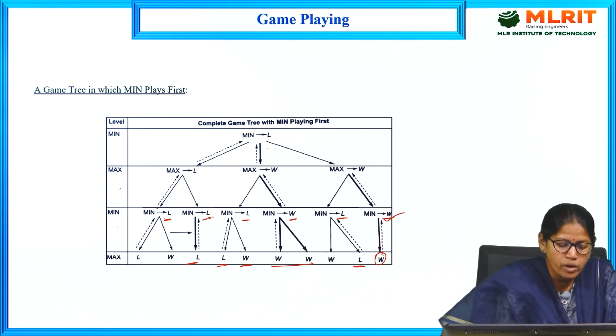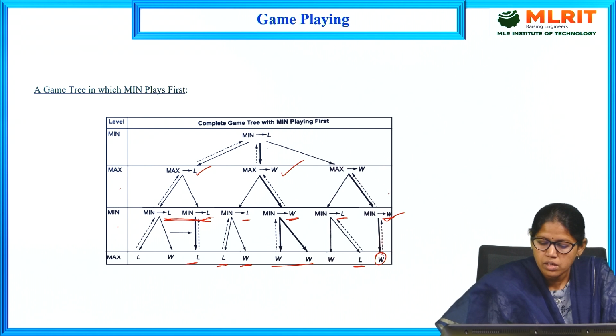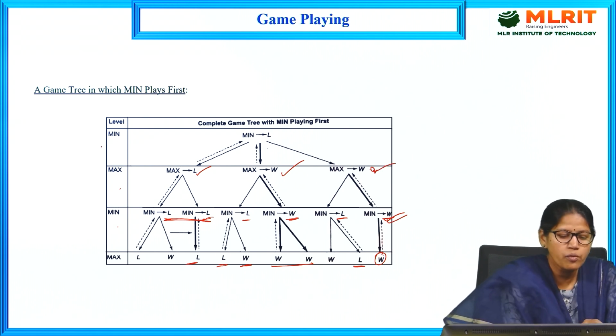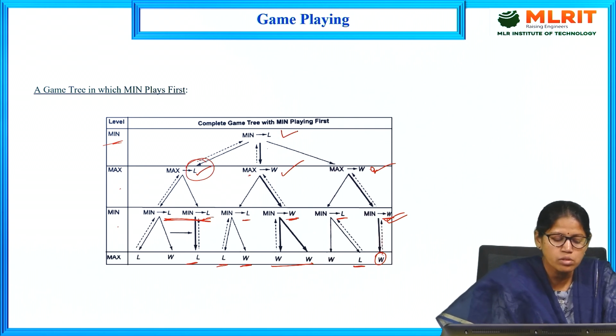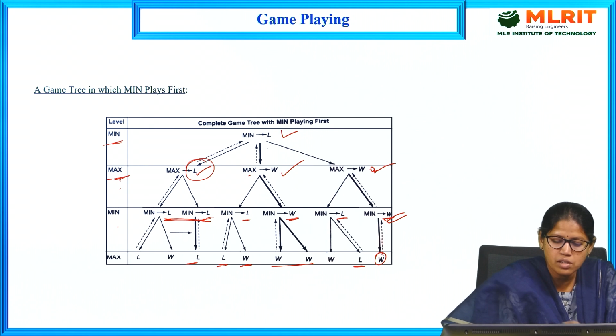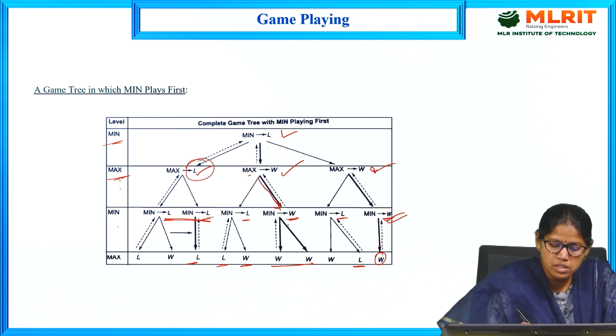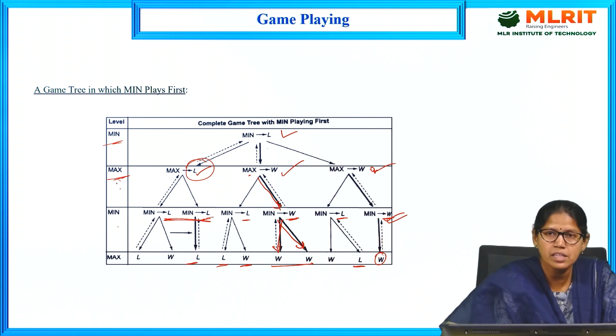There are no other successors, only one successor, so it will choose that only. At max point, if all the successors are loss, then it is loss. If any one of the successors is win, then it is win. Look at here, the same. So here also win. Whereas for the min player, if any one of the successors is loss, then it is loss only. So at what point can max win?